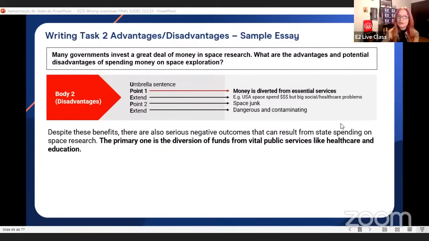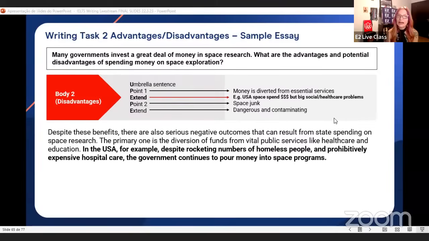Now we're going to go to our extend sentence. In the US, for example, despite rocketing numbers of homeless people and prohibitively expensive hospital care, the government continues to pour money into space programs.